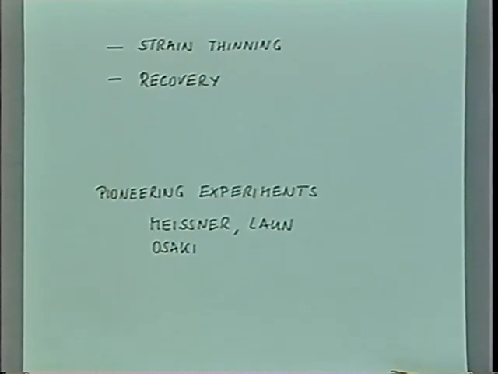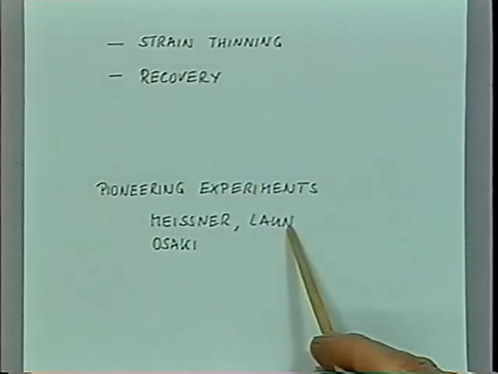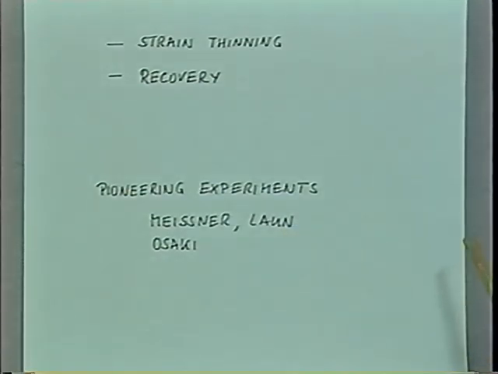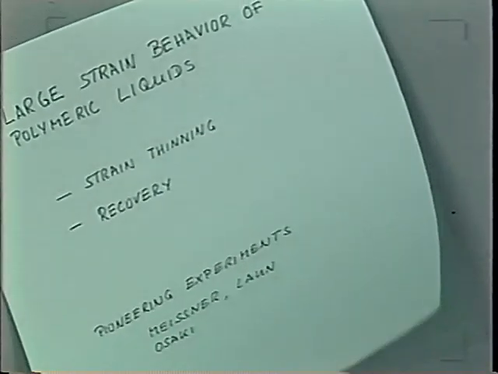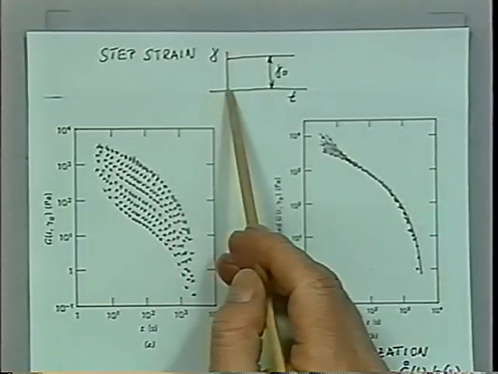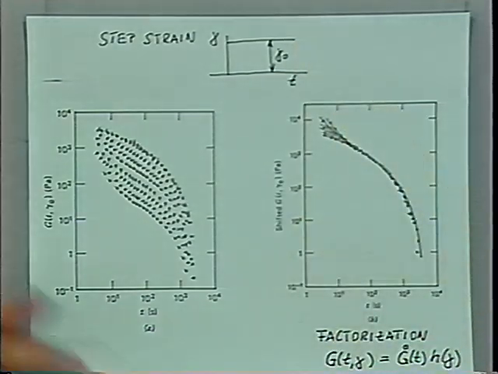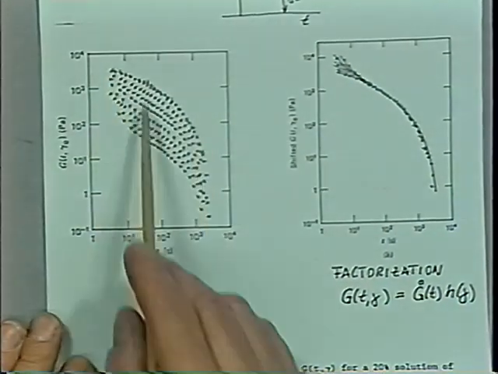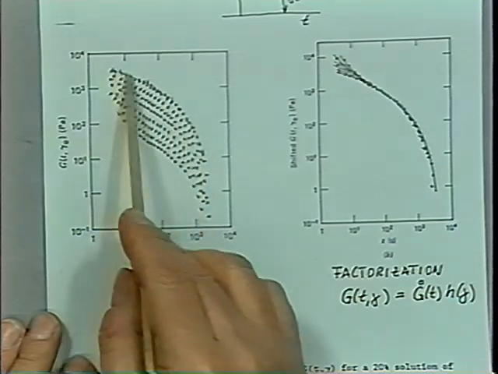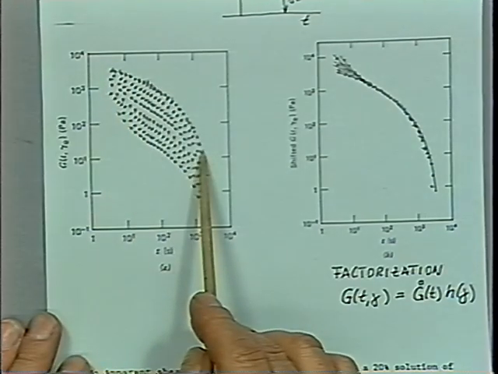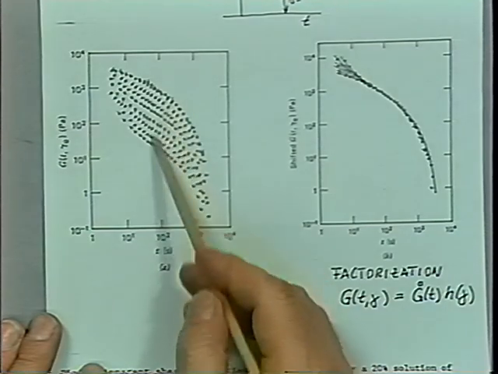Pioneering experiments have been done in the early 70s by Meissner and later by Laun at BASF, and then also by Osaki and his group in Japan. Let me start with Osaki's experiment in step strain. He took a polymer solution, 20% polystyrene solution, deformed that solution in a step strain and held the strain constant, and he built up a stress and looked at the relaxation. The relaxation as a function of time was always the same as long as he stayed at small strains, but then when the strain increased, it went down like this.